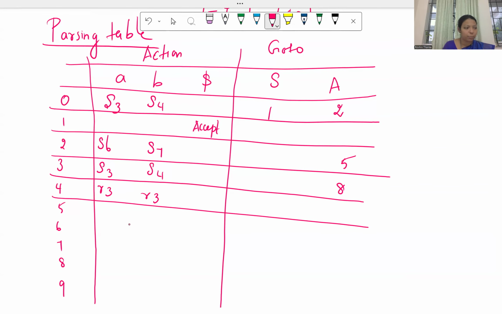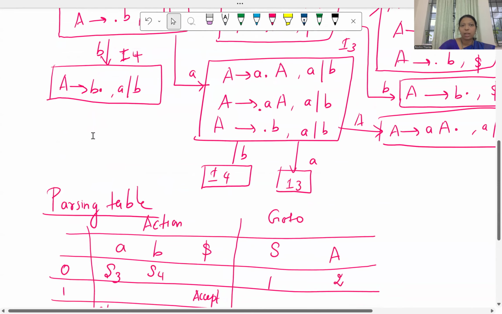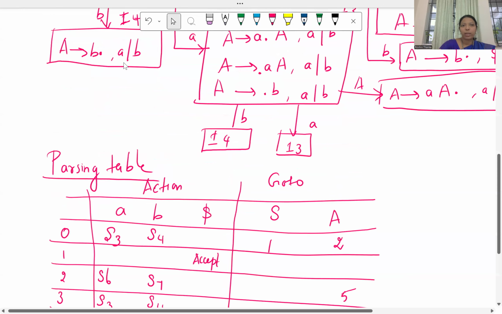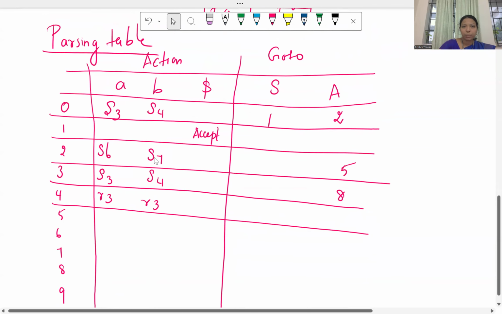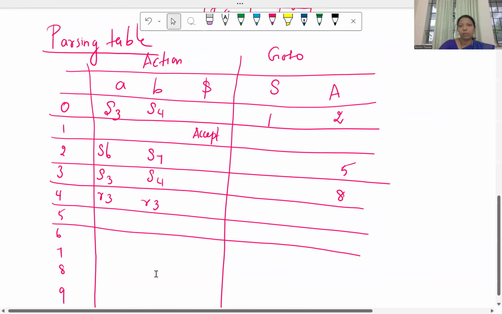What is 3? 3 is the production number. And since it is a final state, we are going to reduce, so we have to write R. This is in the fourth state. The look ahead symbols are a and b, so in the place of a and in the place of b, we wrote R3. So that's it. Now we are going to the next state called I5.